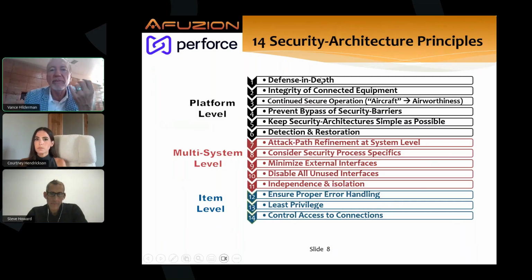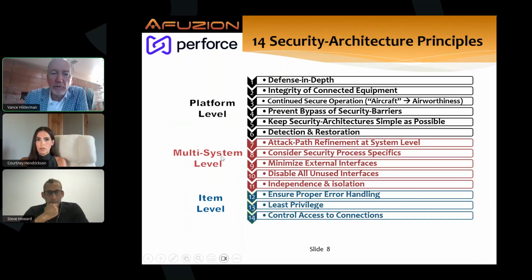We start with defense in depth. We think of the integrity of connected equipment. If equipment's not connected, security is much easier. We want to promote continued secure operation. That's the aircraft, airworthiness, or the system, the ground system, the satellite, the medical device, your car. Your car is a complex system with over 100 million lines of code in today's modern car. You want to prevent bypass of security barriers. Keep it simple, detect, restore. That's at the platform level.